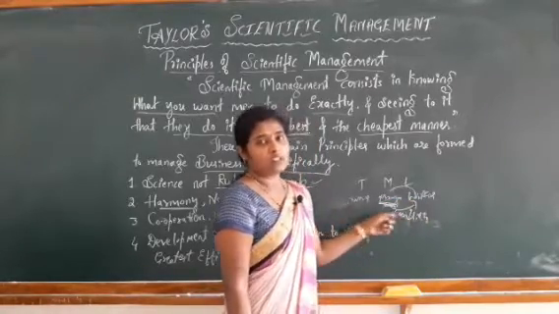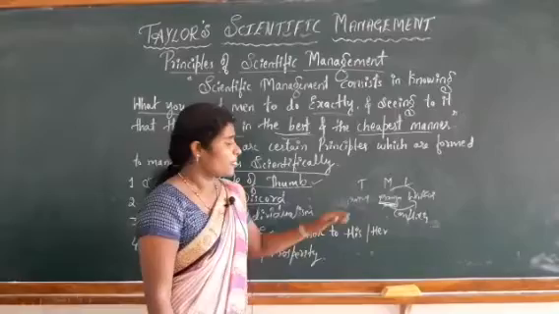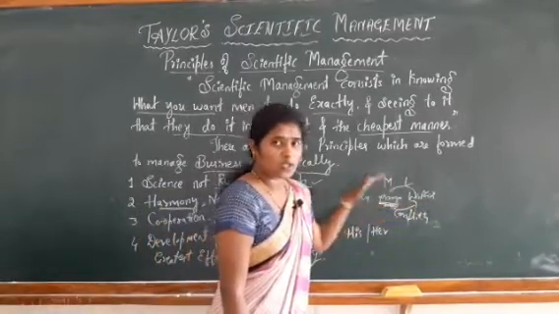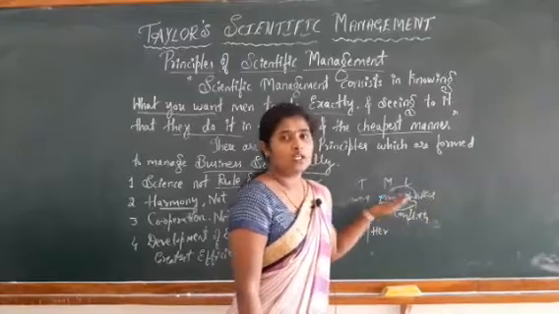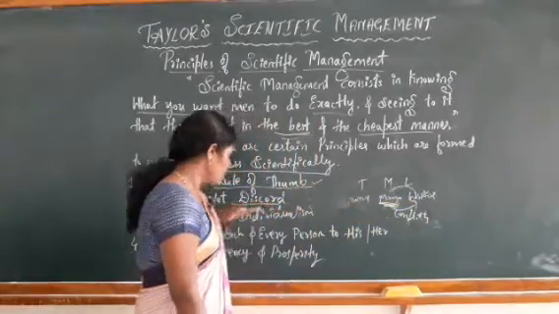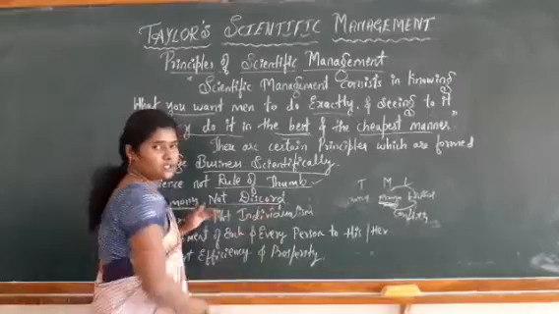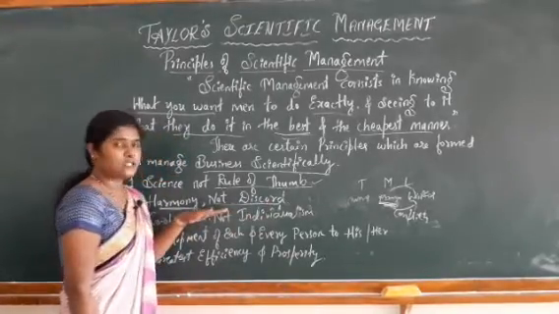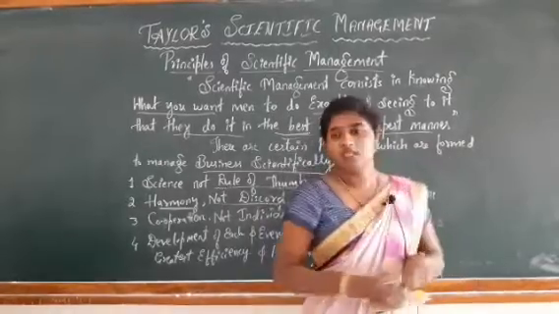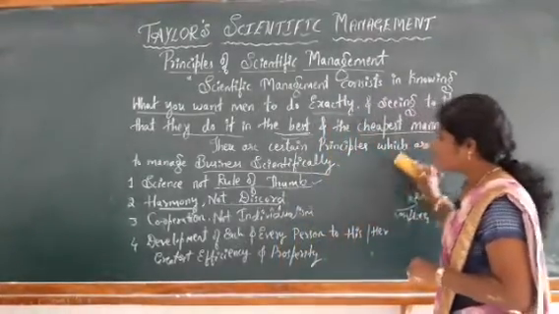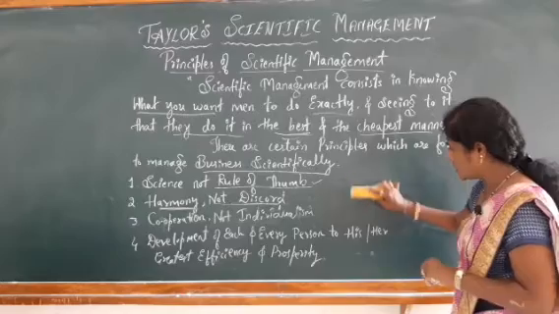So the second principle of scientific management says that whatever work is assigned by the top level management, the low level management should work in a good way. Then only there will be harmony. There should not be discord. Okay. This is the second principle of scientific management. So next, the third principle of scientific management: cooperation, not individualism.